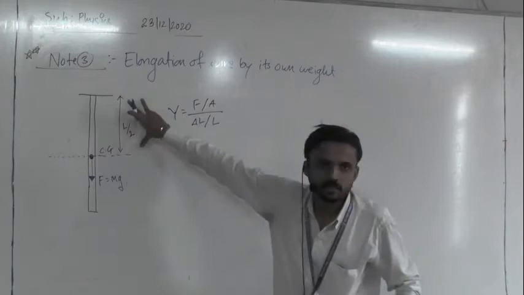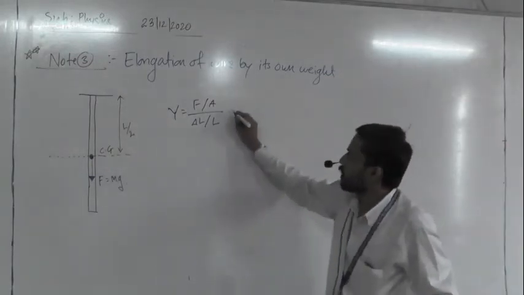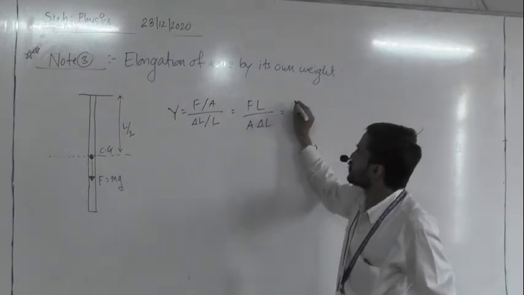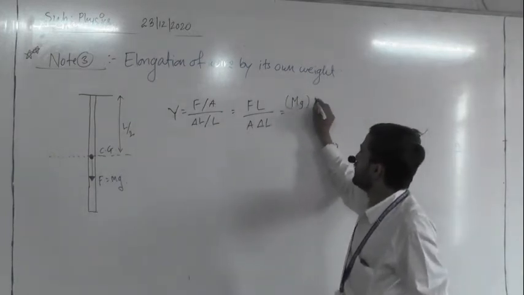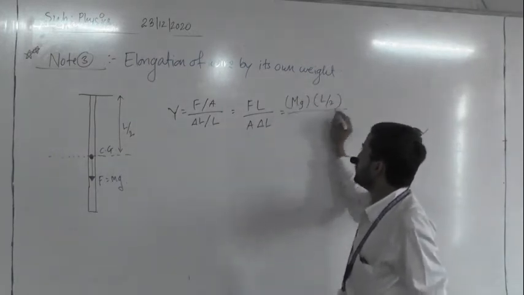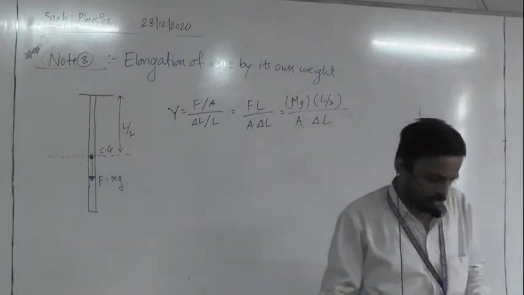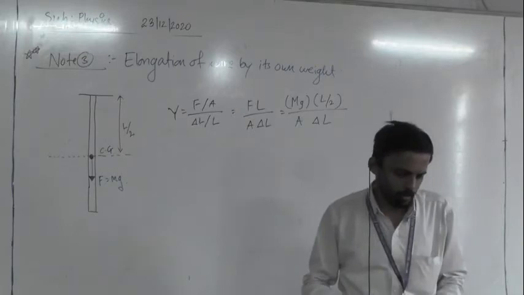Yes, that only, L by 2 is L. So what will it be? F L upon A delta L, so Mg into L by 2 upon A delta L.